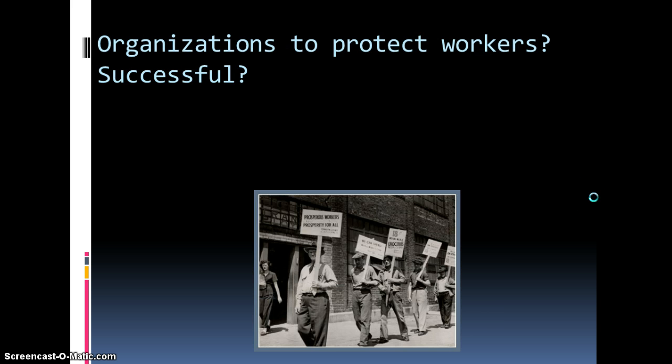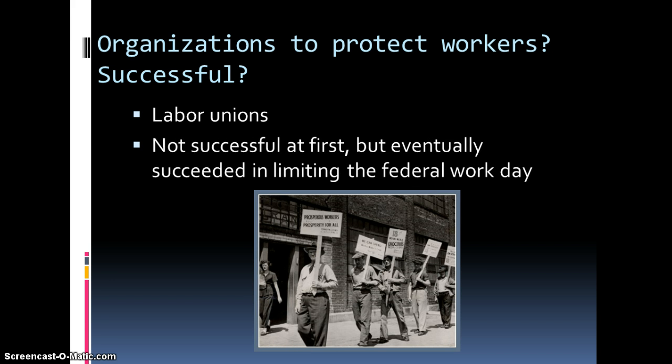What are those organizations called that protect workers, and were they successful? We'll get into these a bit more, but let's remind ourselves what we've learned in the past. Yep, they're called labor unions, and they weren't too successful at first, but eventually they did succeed in limiting the federal workday. So that is why today people have to get paid overtime if they work more than 40 hours a week. So that's why a lot of companies try to make sure that their workers don't work 40 hours in the work week, or else they'll have to pay them extra money.